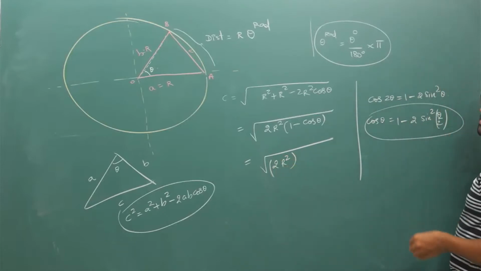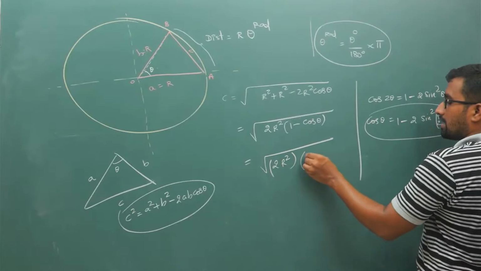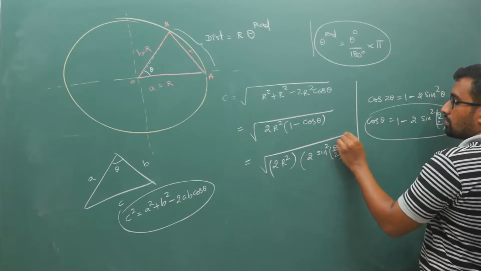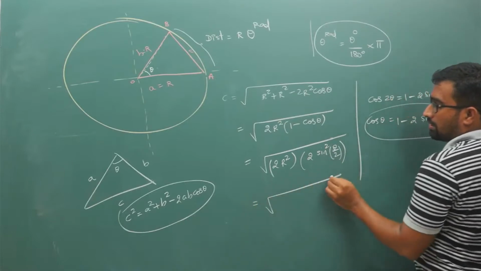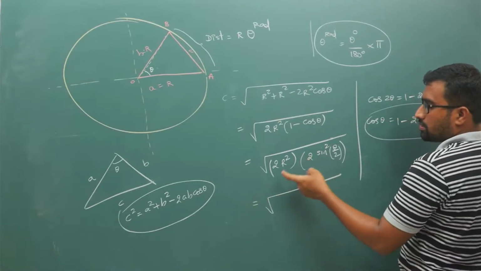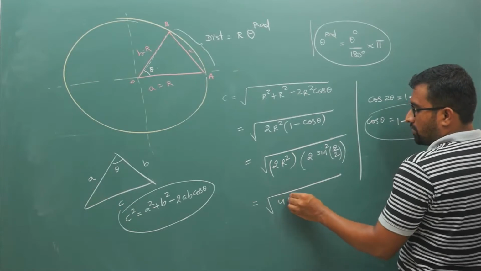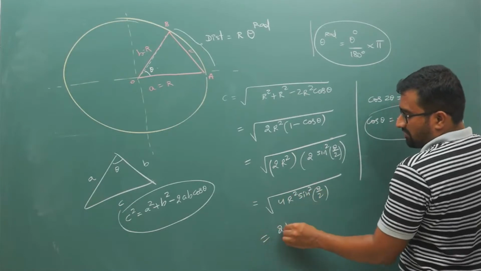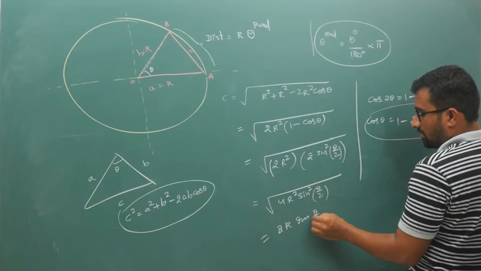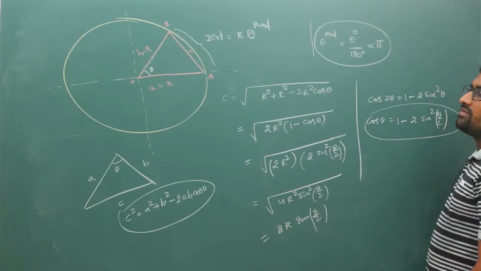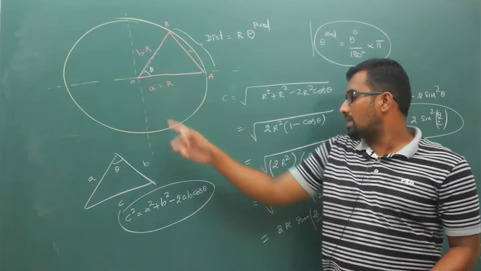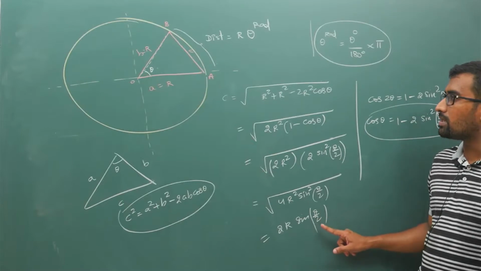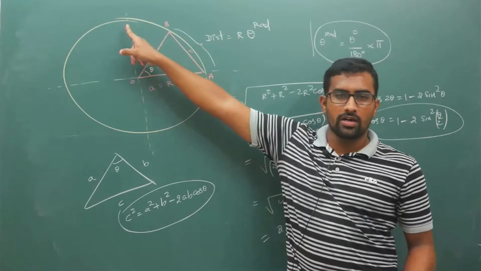So that will give you under root 2r square times 2 sine square of theta by 2. So that will give you under root, 2r square into 2, 4r square, so 4r square sine square theta by 2. If you simplify, you are going to get 2r sine of theta by 2. Now if theta is 90 degrees, you can substitute sine 90 by 2, sine 45. Sine 45 is 1 by root 2. So from A to this point, the displacement is r root 2.